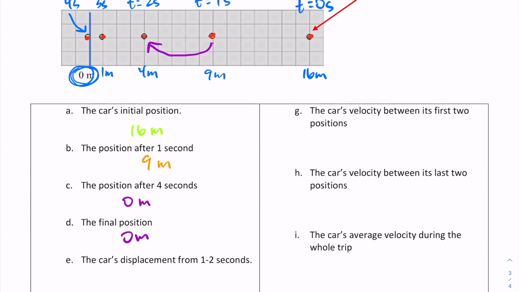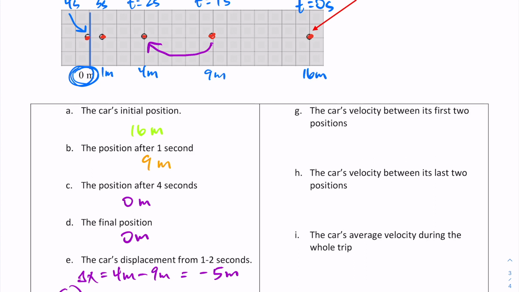So that's its delta x, right? Which is the final position minus the initial position. So the final position is the 2-second position, that's 4 meters. The initial position is the 1-second position, that's 9 meters. And so we get negative 5 meters, which means that the car is moving to the left 5 meters, which you can see in that purple arrow that I drew, 5 spaces to the left.